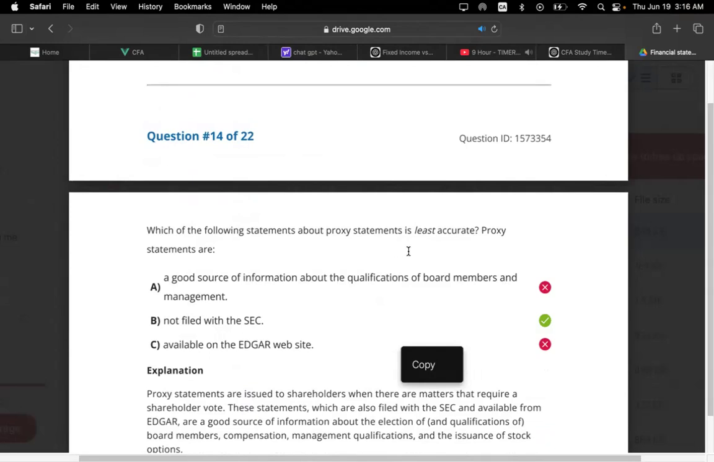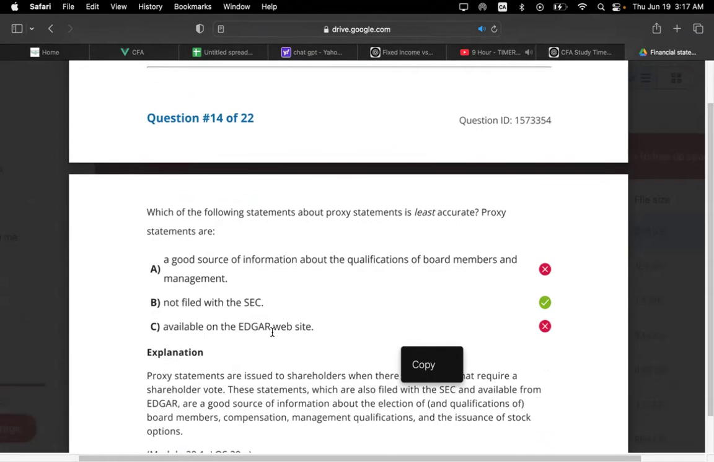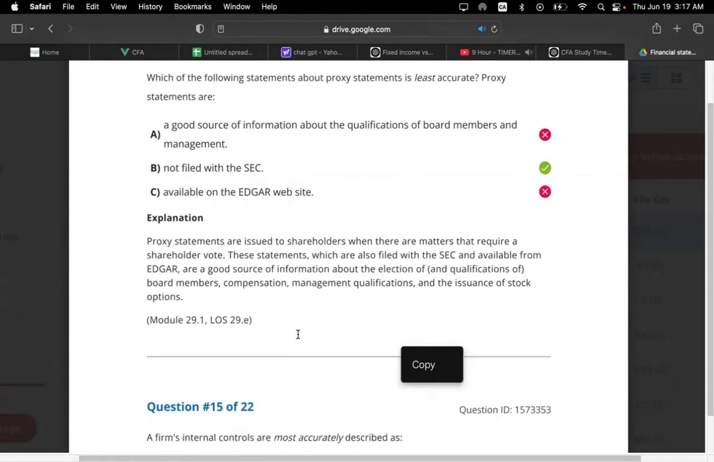Which of the following statements about proxy statements is least accurate? Not most, least. Proxy statements are a good source of information about qualification. This is accurate. Not filed with the SEC. Wrong, they are filed with the SEC. Available on the Edgar website. This is also accurate.